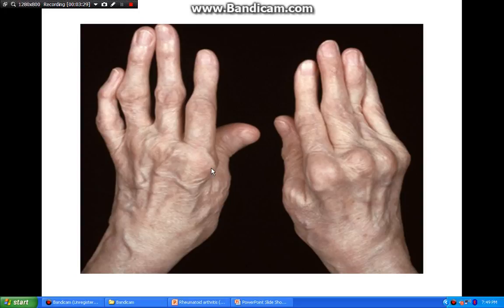And also there are the metacarpophalangeal joints that you can see here. Those are the knuckles, and there is swelling there also. So these swellings are there. You can look at the thumbs. Very much deformity is there. We can say it is the Z deformity, and there are other deformities also. We will talk later about the different types of deformity.